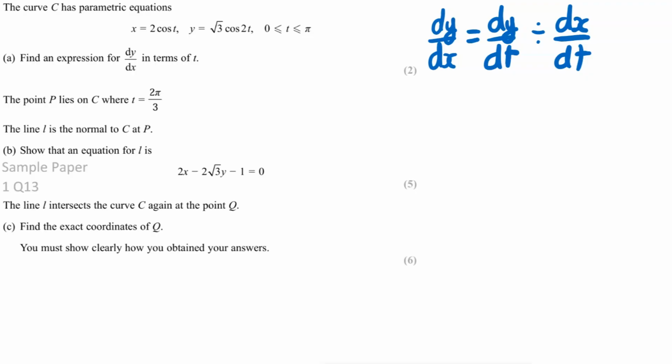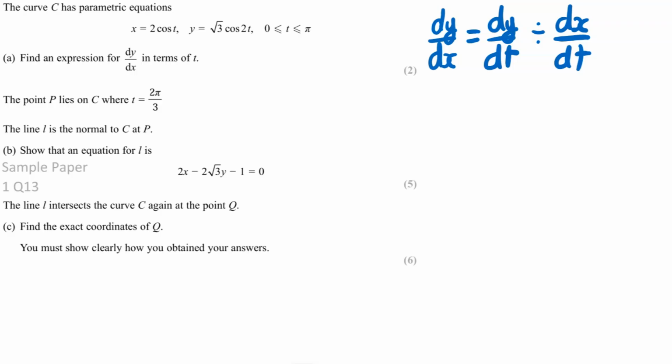Okay, so here's another exam question. So we're told a curve C has parametric equations x is equal to 2 cos t and y is equal to root 3 cos of 2t. And for part A, we need to find an expression for dy over dx. So this is the same equation as normal. dy over dx is equal to dy over dt divided by dx over dt.